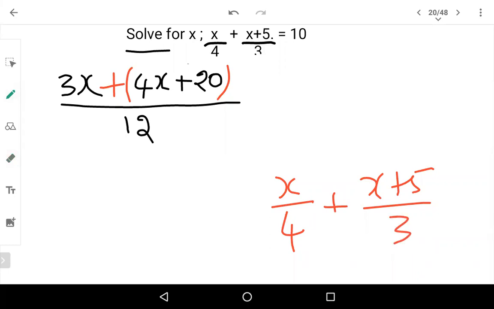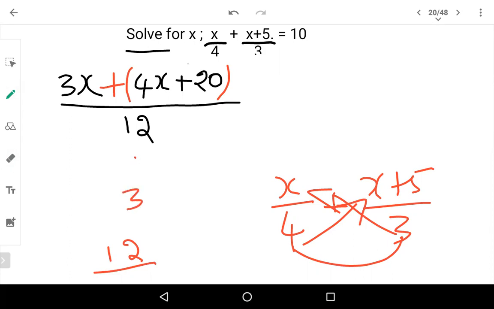Now what you can do is 4 3s are 12, you already got. Now just cross multiply the denominators to the numerator. Cross multiply. 3 will go up, so you will get 3 into x. 4 will go to the other side, so 4 into x plus 5. Here also you will get the same answer, but just the way of doing it is different.